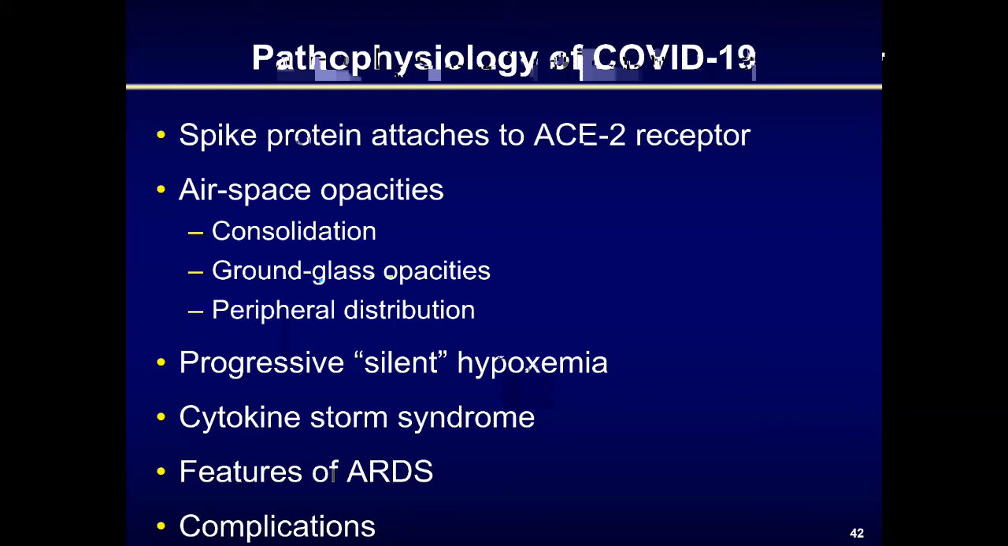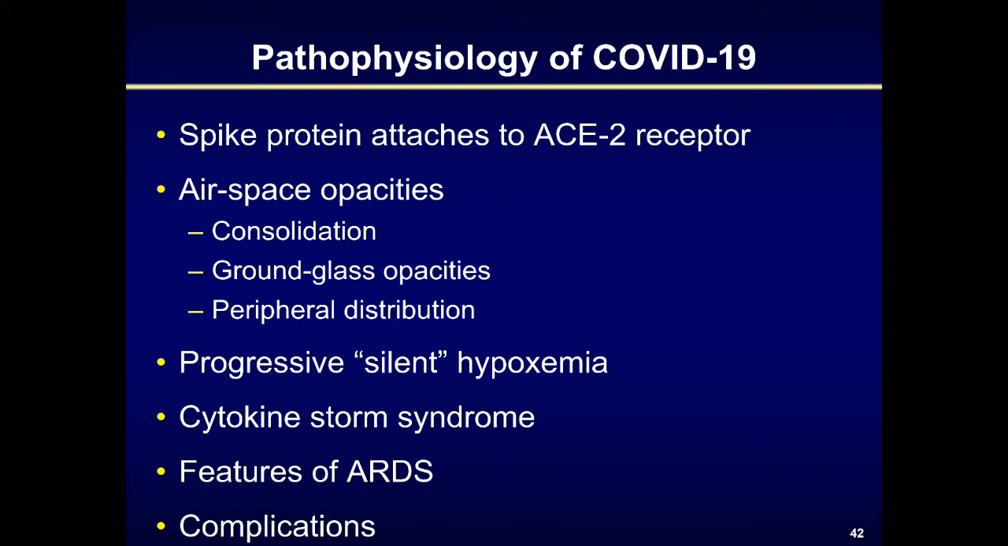So what is the pathophysiology of COVID-19? It really begins with the spike protein attaching to what we now know to be the receptor protein, which is the angiotensin converting enzyme 2 receptor, which is found on the surface of alveolar and other respiratory cells, but also on some cardiovascular cells, which explains why people with underlying cardiac disease may have had a more severe disease with this virus.